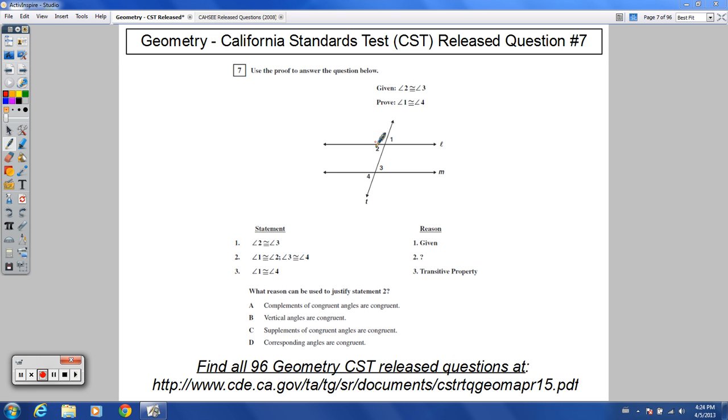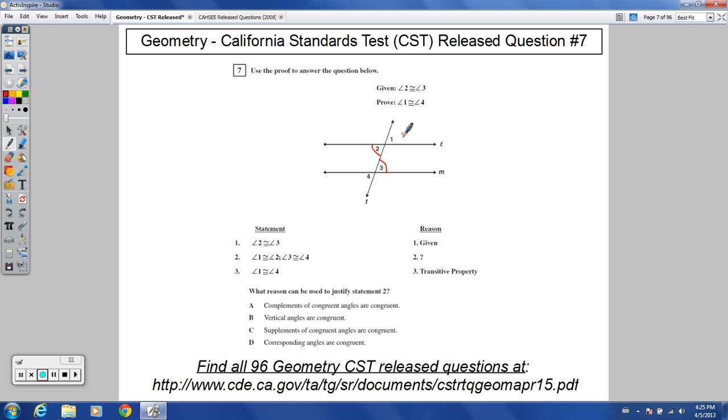So when they give me stuff, I'm going to mark up my picture with the appropriate marking. So that is congruent to that right there. That angle is congruent to that angle, 2 and 3. And from there, we're trying to prove that 1 is congruent to 4.